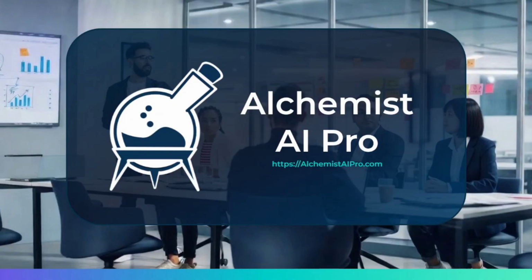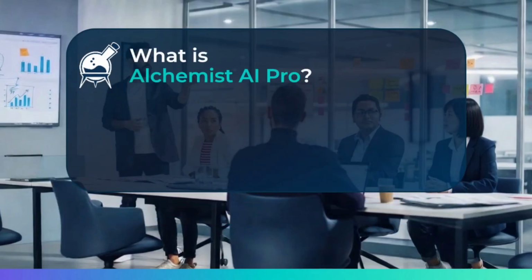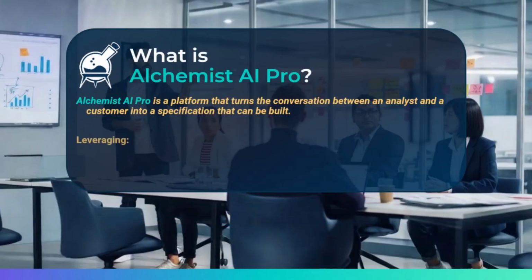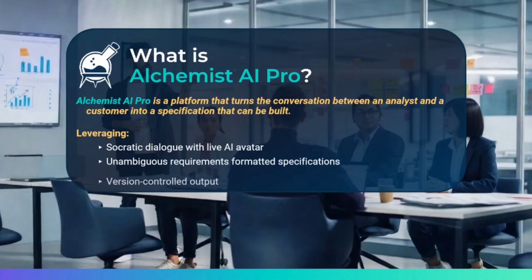So what is Alchemist AI Pro? It is a platform that turns the conversation between an analyst and a customer into a purpose-driven specification. It does this by holding a structured dialogue, asking questions a good analyst would ask, and by reading whatever you give it. Documents, existing code, and the kind of institutional knowledge that usually lives in someone's head and walks out the door when they retire.